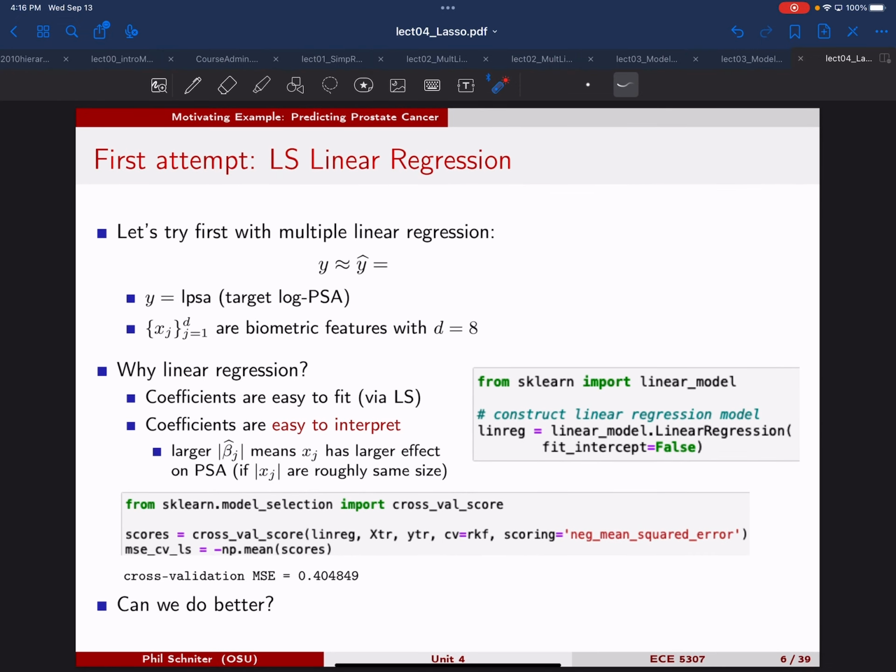So let's get back to the ideas. The approach we're going to use, not surprisingly, at least to start, is our old friend, least squares linear regression.